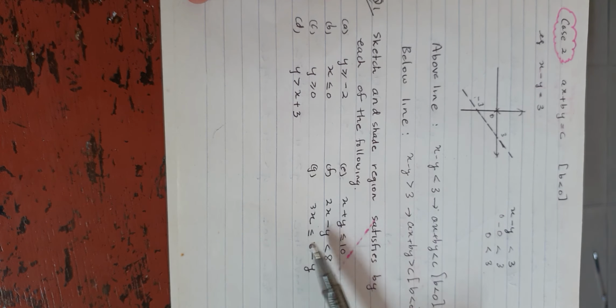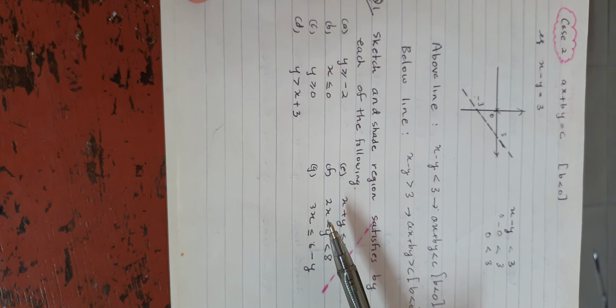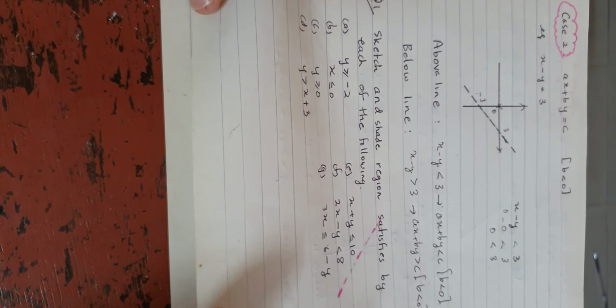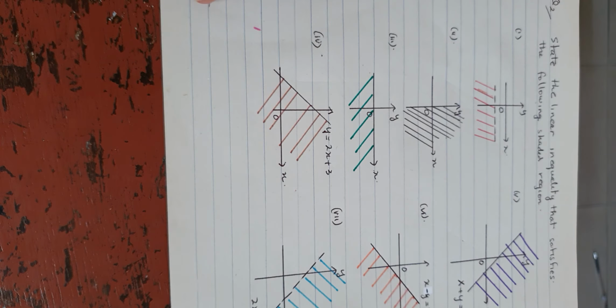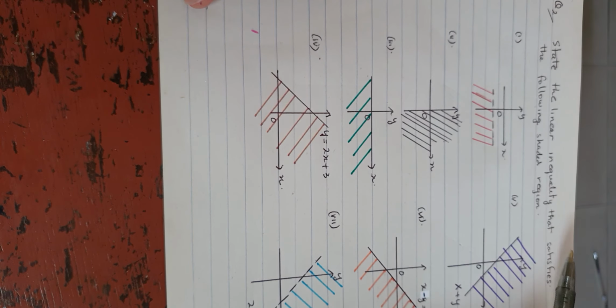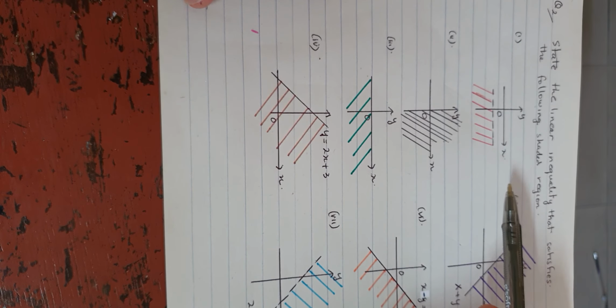I want you to sketch and shade the region satisfied by each of the following. You are given a few lines here. I want you to sketch and shade the region satisfied by these lines. That's for question 1. For question 2, I want you to give me the linear inequality that satisfies the following shaded region.